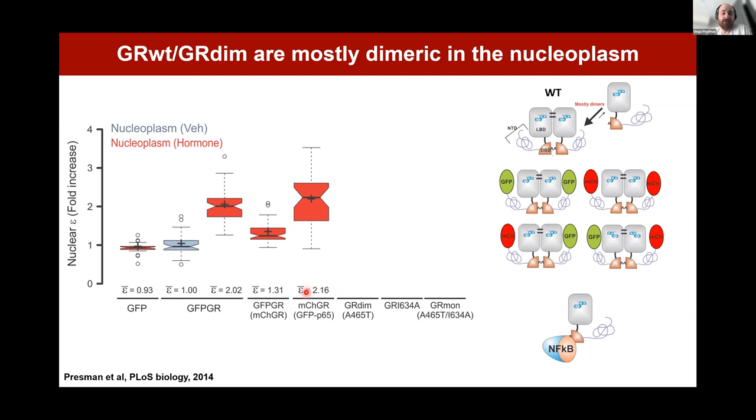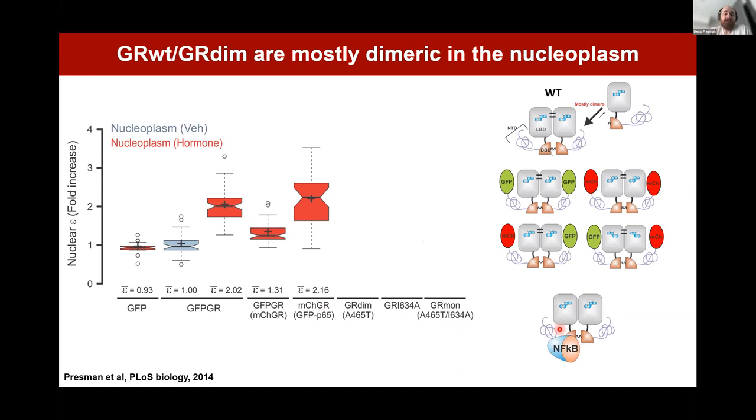That's not what happens. We can still see GR mostly dimeric. So the most likely scenario is that GR doesn't change oligomeric state once it's interacting with this protein.